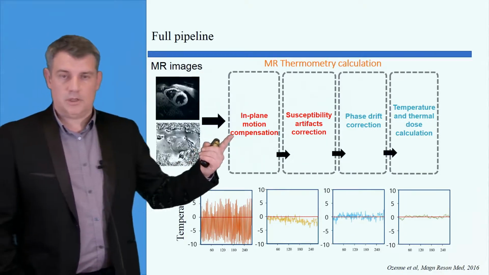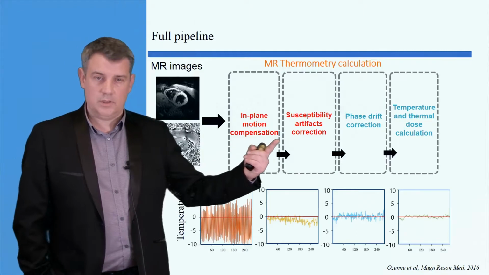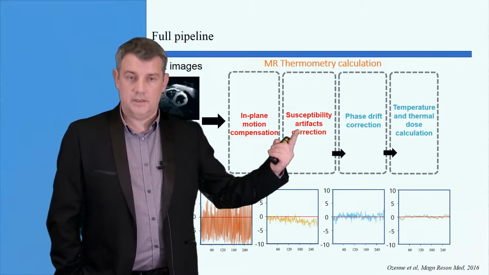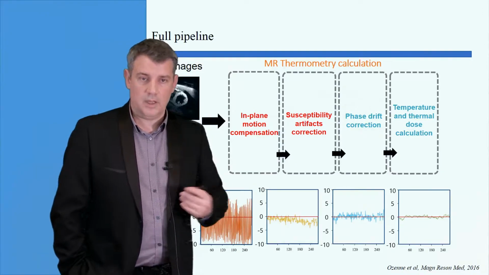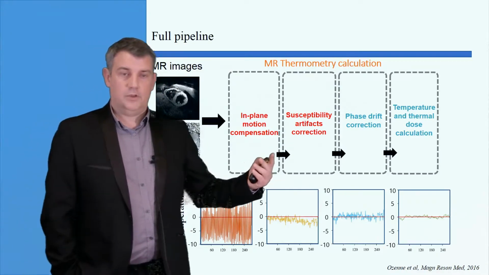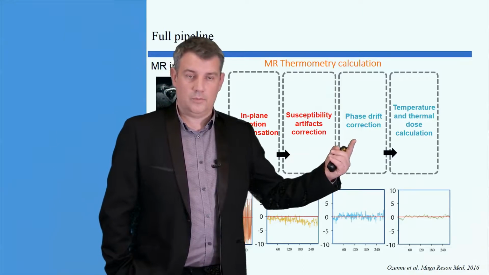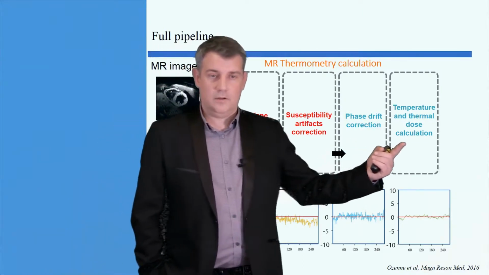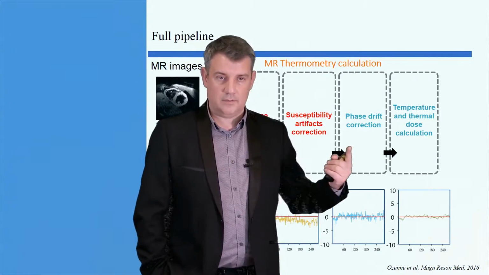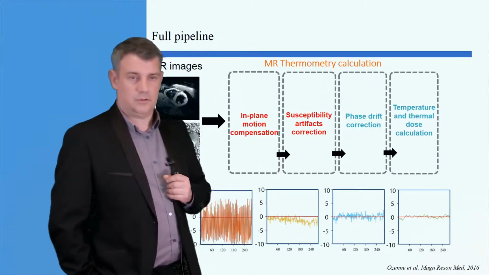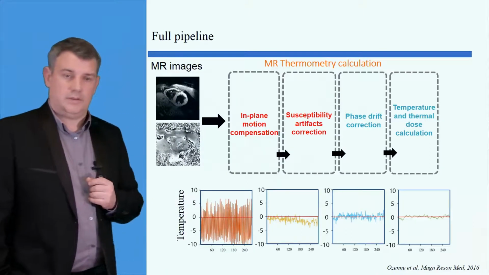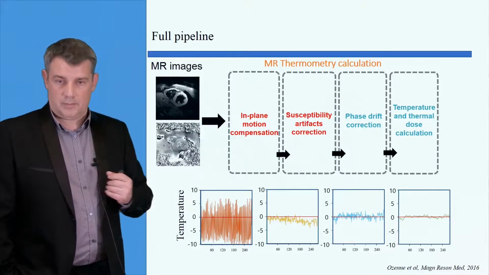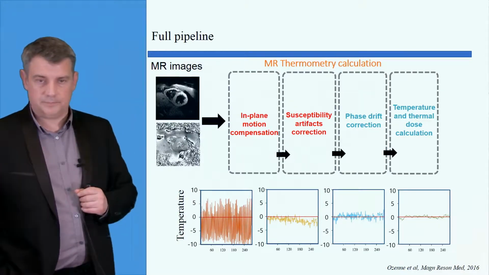So first we need to make in-plane motion compensation. Then we have to compensate for the motion-related susceptibility artifacts due to breathing. Then if you have a drift in time of your magnetic field B0, you need to correct it. And if you do all these steps very efficiently, you're able to compute temperature and thermal dose in real time. So what are the improvements of each step? This is shown on these graphs below.